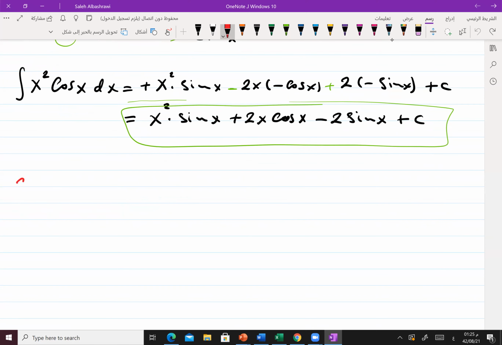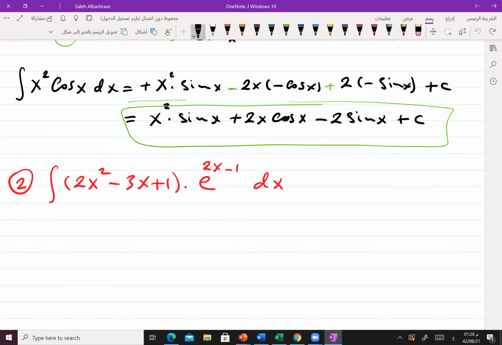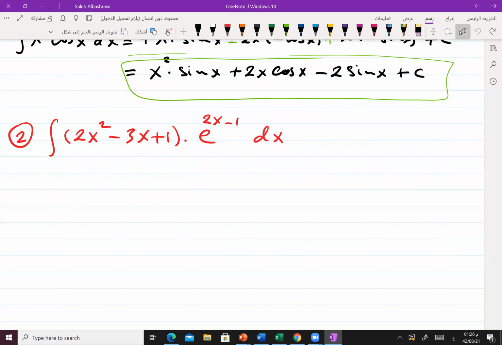Number 2. I want to evaluate the integration of 2x squared minus 3x plus 1 multiplied by e to the power 2x minus 1 dx. Exponential and polynomial. Usually, let u equal the polynomial, because if we differentiate the polynomial many times, I will get 0 at the end, so it will be easier to stop. So we can stop at that point.